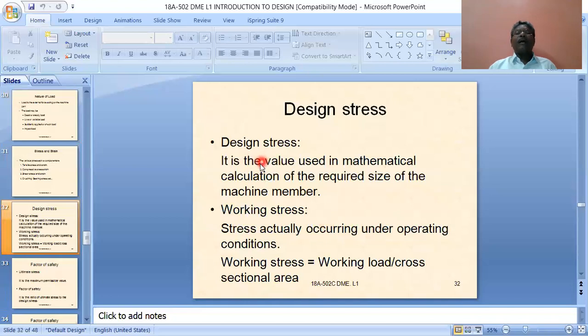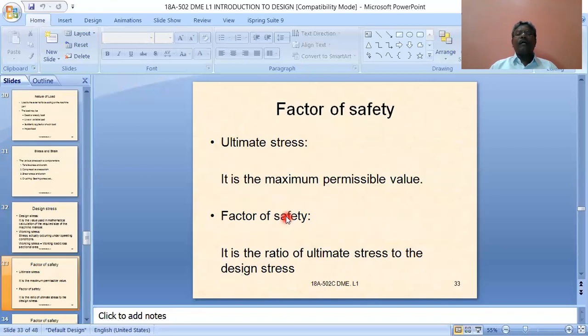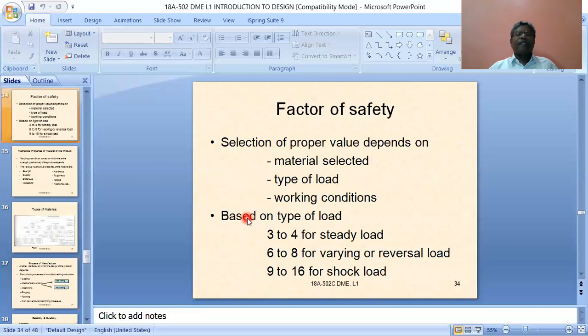Design stress is the value used in mathematical calculations for design of a machine member to obtain the required size. The working stress is the stress actually occurring under operating conditions. So working stress is equal to working load divided by cross-sectional area. Ultimate stress is the maximum permissible value beyond which the workpiece may break, right? And factor of safety is the ratio between ultimate stress and the design stress, or yield stress to the permissible stress, allowable stress.